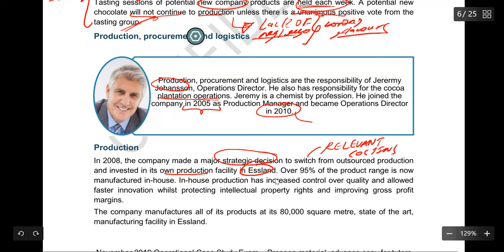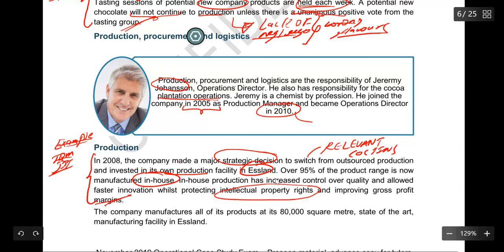Over 95% of the product range is now manufactured in-house. In-house production has increased control over the quality and allowed faster innovation while protecting intellectual property rights. So I will just circle intellectual property rights and improving gross profit margin. So students, what I can say here, for example, there is a situation like TQM, total quality management, or JIT. We don't know what operational technique they are using, or whether they are using a traditional one.